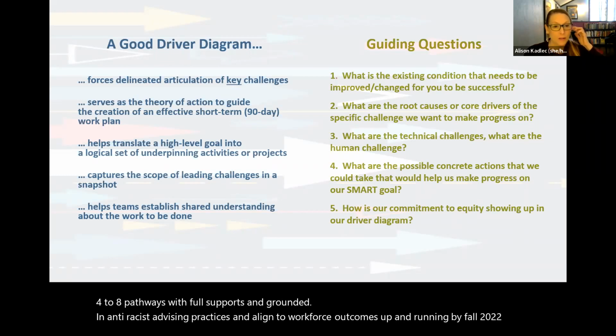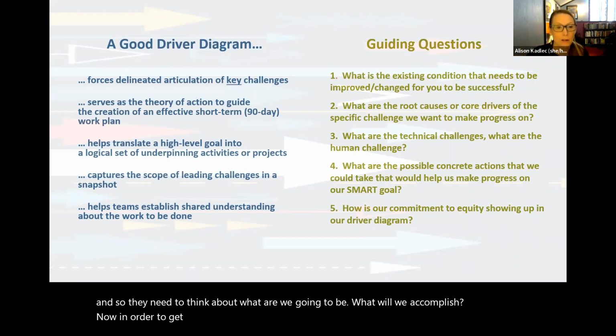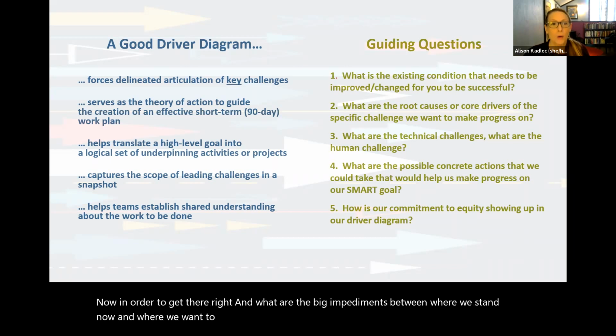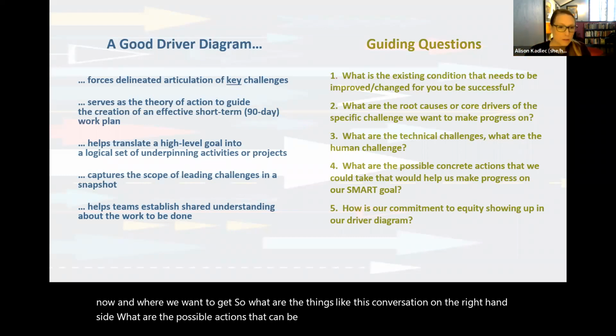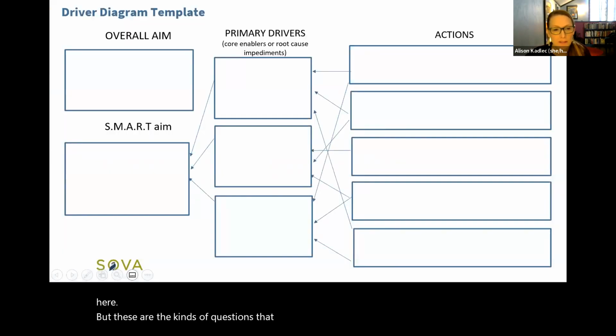And so they need to think about what we will accomplish now in order to get there, right? And what are the big impediments between where we stand now and where we want to get? So what are the possible actions that can be taken? How is our commitment to equity showing up in our driver diagram? This is a segue to the next part of the conversation here. But these are the kinds of questions that you would ask if you were facilitating.